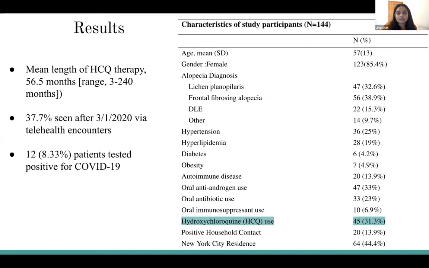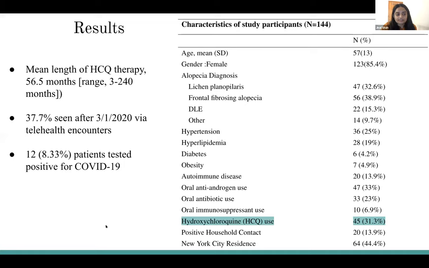And so here are some descriptive statistics. We had a total of 144 patients with a mean age of 57. The majority of our patients were female, around 85.4%. And 31.3% of our patients were on hydroxychloroquine. And the mean length of the therapy was 56.5 months.